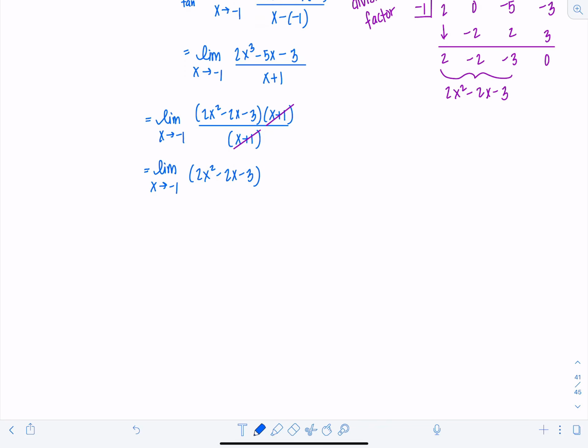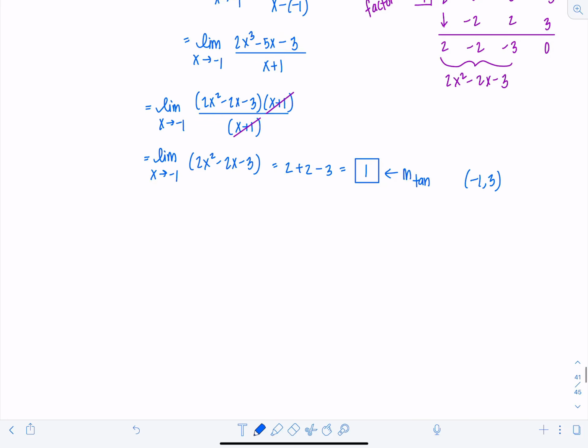Absolutely. Just substitute in negative 1 for x. So we have 2 times negative 1 squared. Now this will be plus 2 minus 3, which equals 1. So that's the slope of my tangent line. And then remember, I already had the point. The point was at negative 1, 3.